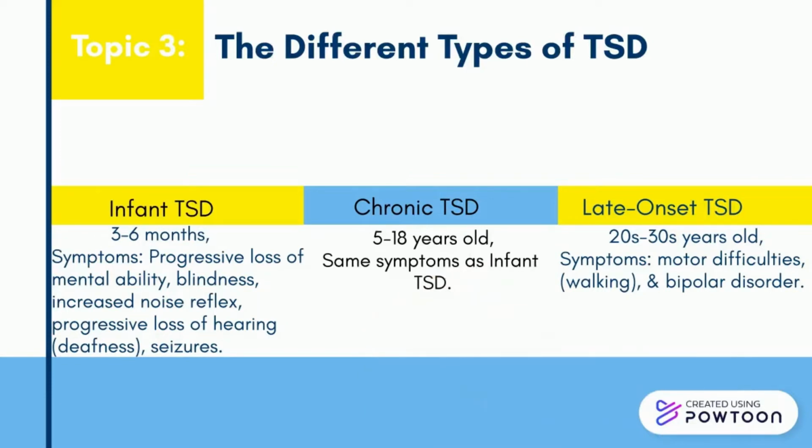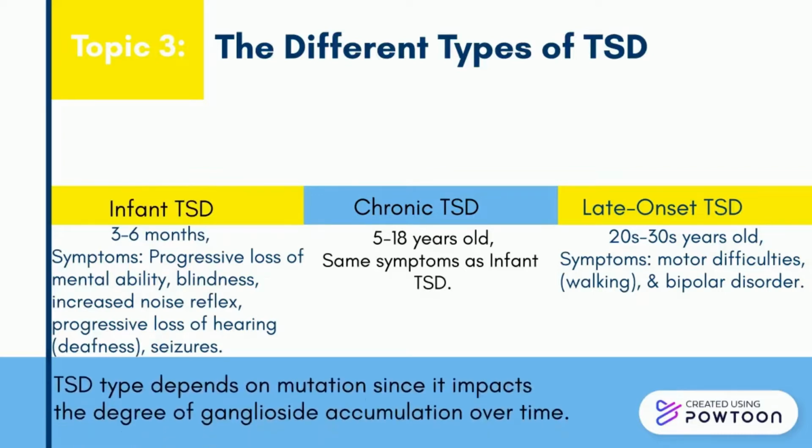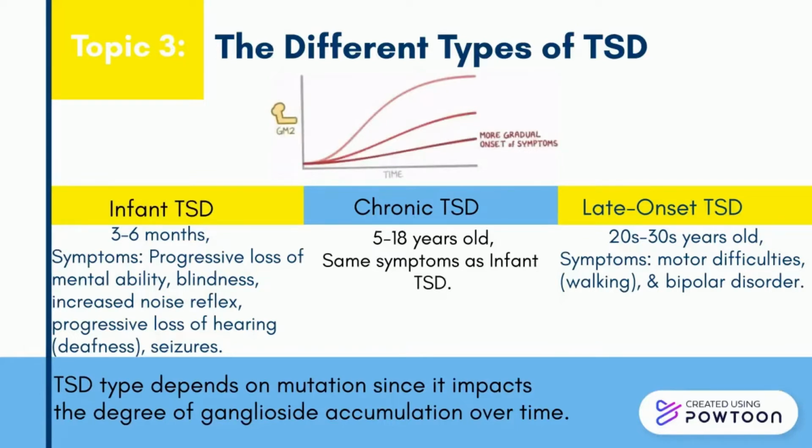TSD is possible to diagnose at the moment that an ophthalmologist observes the cherry red spot in the patient's retina, which is caused by the agglomeration of GM2 acids. The type of TSD depends on the type of mutation, since the mutation can either cause a defective synthesis of hexosaminidase A enzyme or no synthesis at all. This then impacts the degree of ganglioside GM2 accumulation over time.